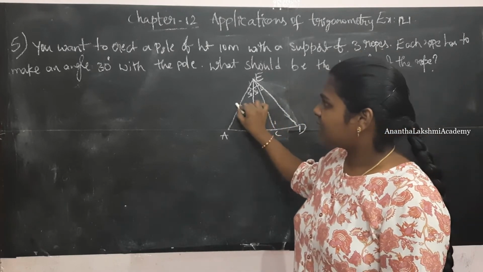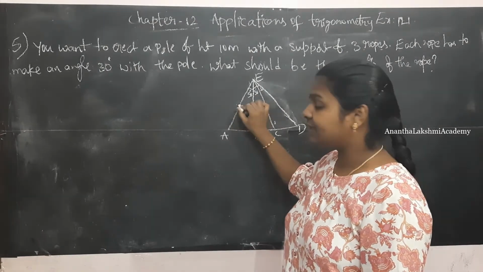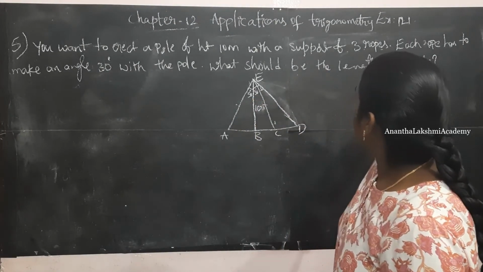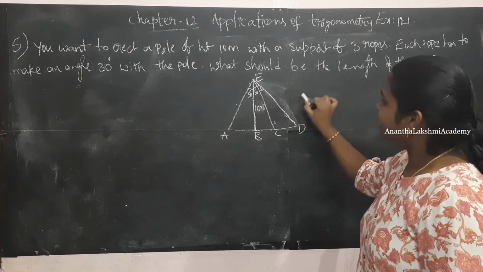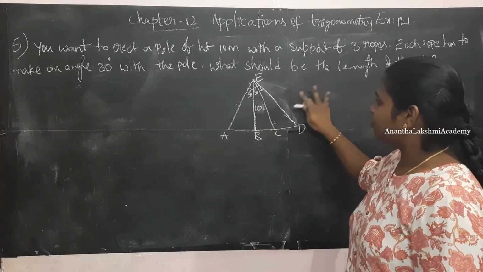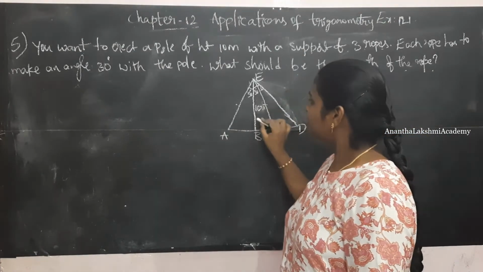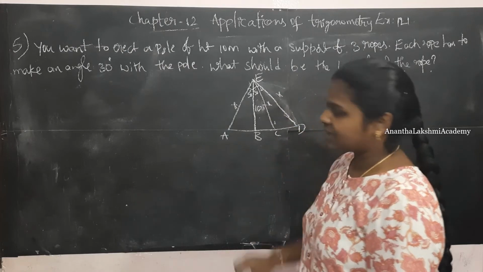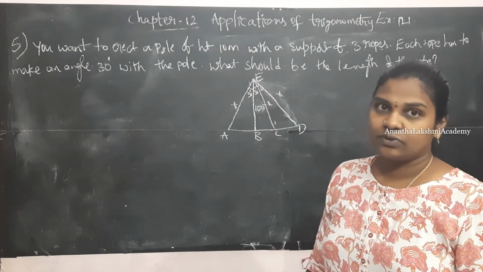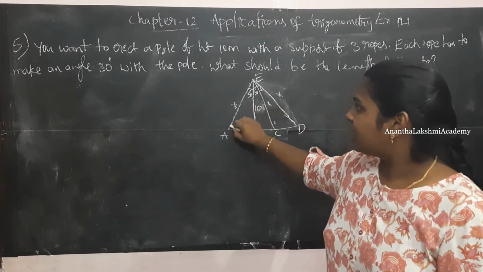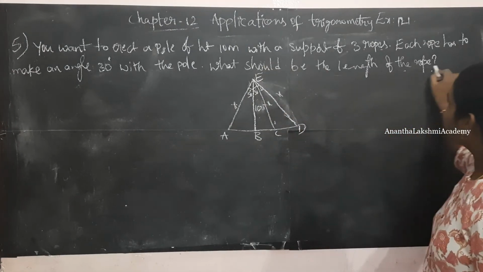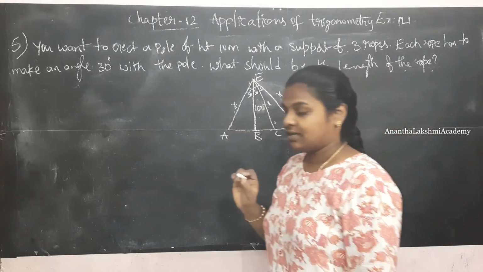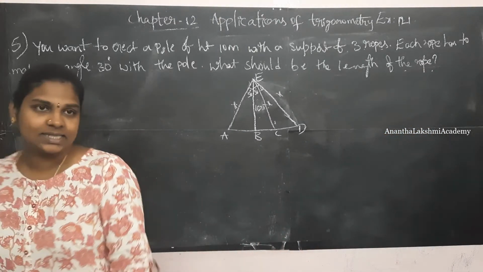So if I find the length of one rope, then the total length of the rope is 3 times the length of one rope. Alright, if I assume the length of the rope is x, here it is also x, and this is going to be x. What is the total length of the rope? Not only one rope, right? He is asking the length of the rope, which is nothing but 3 ropes' length, which is 3 times x. Alright, so let's get started.